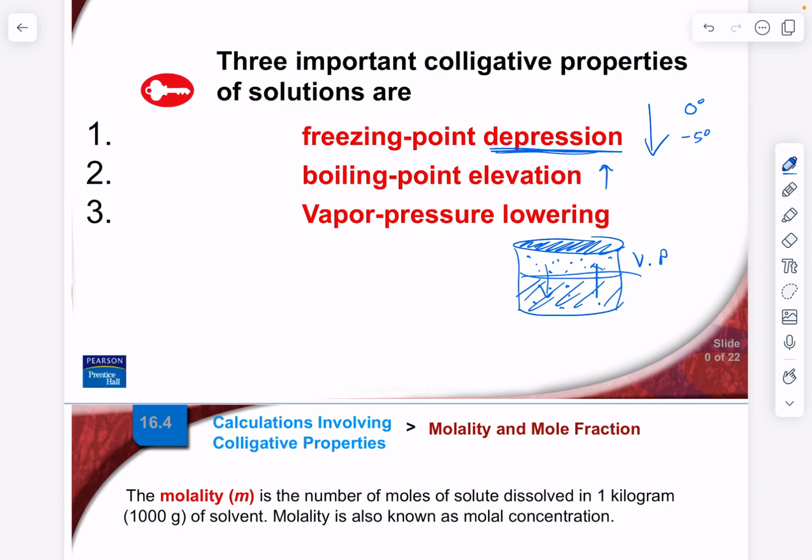Well, the point is that if you add some solute particles, and I'm going to make them orange, if I add some solute particles and dissolve them here in the liquid, that's going to reduce the number of solvent particles that can evaporate because some of the solute particles are in the way. And now my vapor pressure is going to be lower because not as many of the particles can escape into the vapor state.